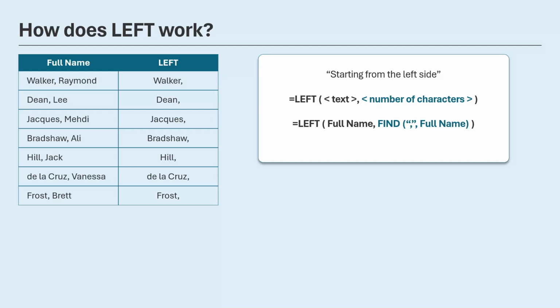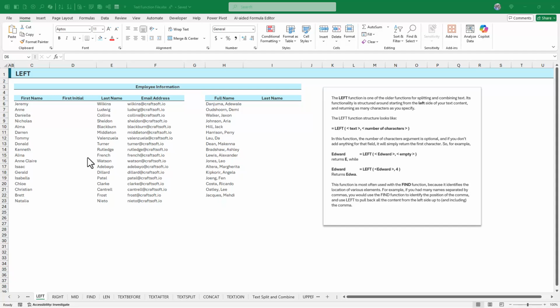So the last thing that you need to do in this function, most of the time, is tack on just a little -1. So you say, okay, start from the left side of this text, Walker, Dean, Jacques, etc. And I want you to go in until you find the comma, and then back up 1 spot because we don't want to include the comma. And that is how you get, for example, in this instance, people's last names to come off of their full names. Now, if we see this in real life, it looks a little something like this.